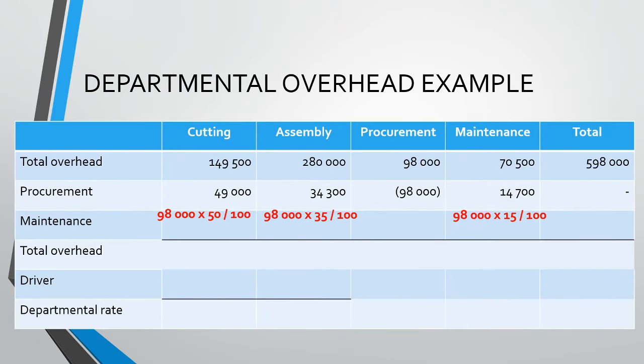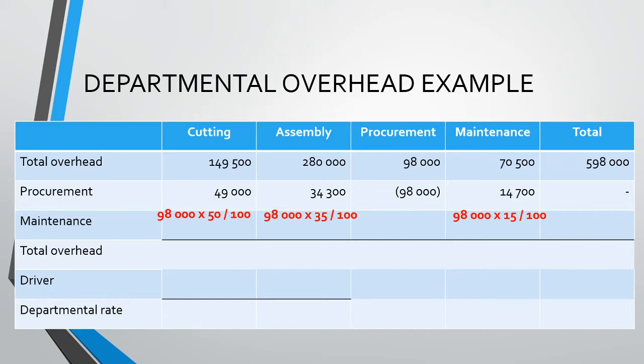Notice how we have allocated the full 98,000 Rand to our cutting, assembly, and maintenance departments. Now if we add the 49,000 Rand, the 34,300 Rand, and the 14,700 Rand, we arrive back at the total procurement department of 98,000 Rand. Now note that the procurement department has been allocated out and has been closed off. When a department is closed, we never allocate back to that department.